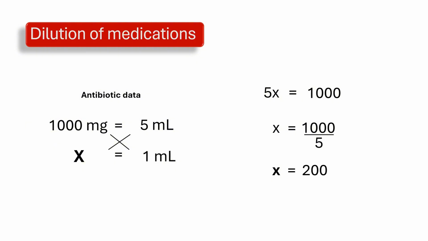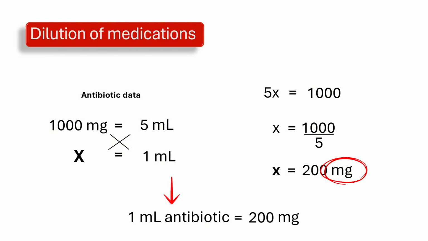However, it is important to remember that we are not just doing a mathematical calculation, but a medication calculation. Therefore, it is necessary to add the metric units of the value found. In this case, it is milligrams. Done! We then have that 1 milliliter of our diluted antibiotic is equivalent to 200 milligrams of the medicine.